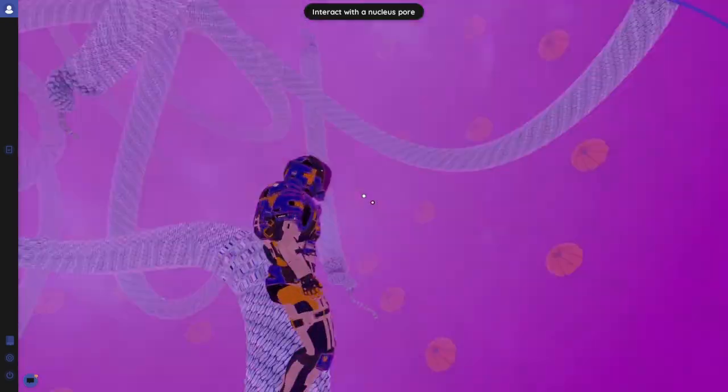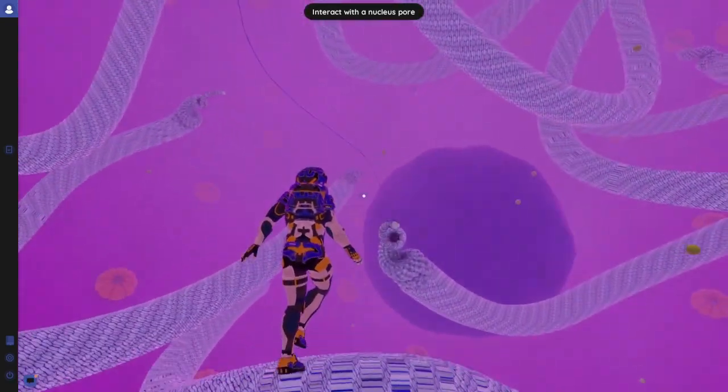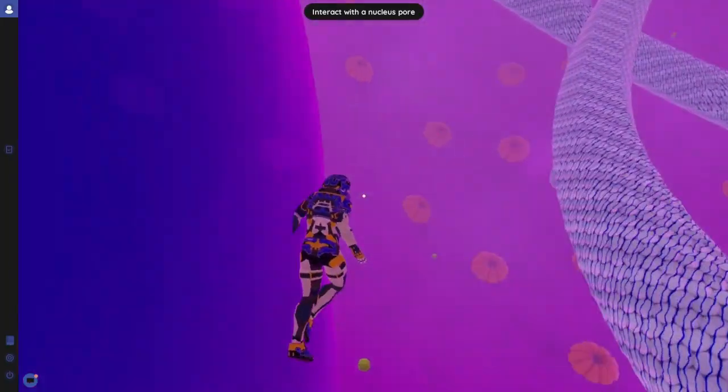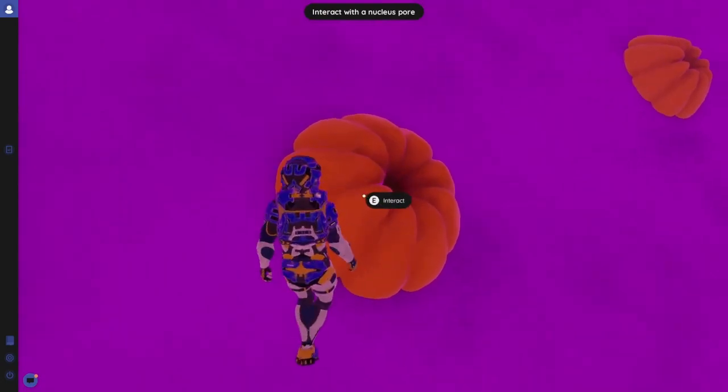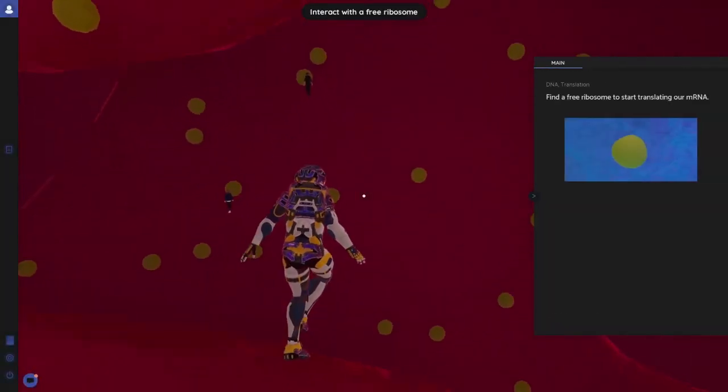Nucleus pore. What does that mean? It means those weird thingies that look really weird. The weird funnel looking things. Yeah, that. Interact with that. Interact with the free ribosome.